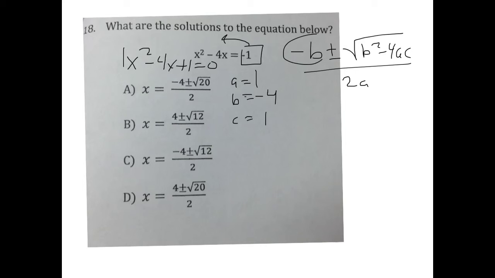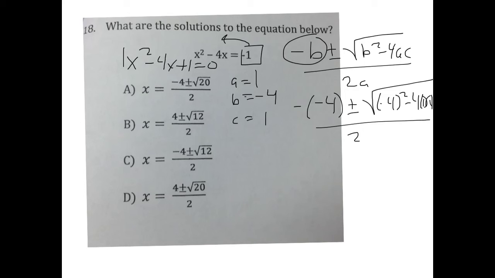So we plug this in. So the negative of negative 4, so the opposite of negative 4, plus or minus the square root of b squared, which is negative 4 squared, minus 4 times 1 times 1, over 2 times 1. So the opposite of negative 4 is positive 4. So that gets rid of A and C, plus or minus.